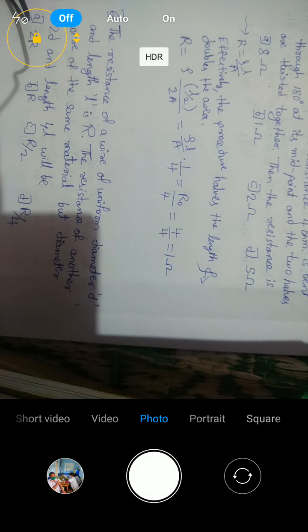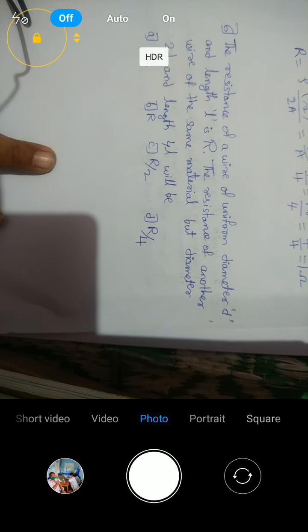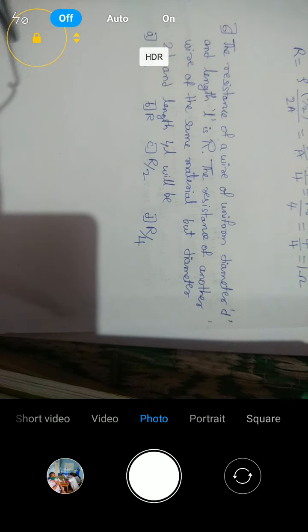Like this you should solve using the relation R is equal to rho L by A. Then the next problem, we'll go through the next one. The resistance of a wire of uniform diameter D and length L is R. The resistance of another wire of the same material but diameter 2D and length 4L will be? You may see this question.